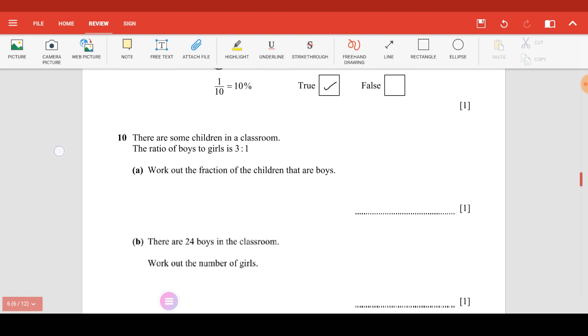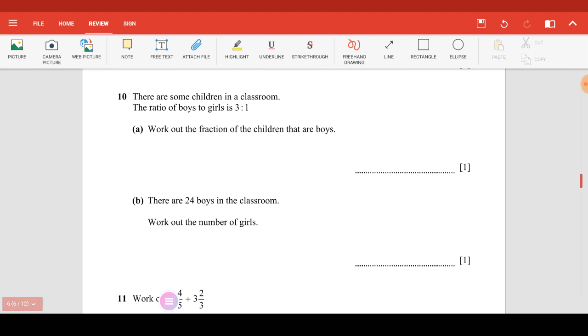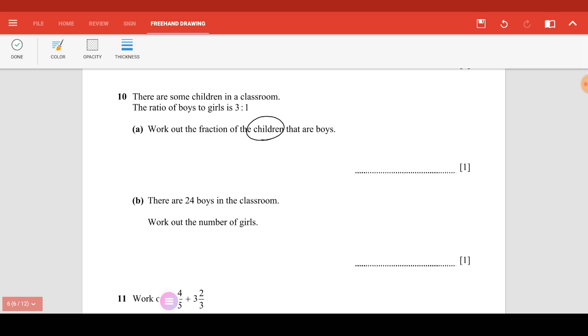There are some children in a classroom. The ratio of boys to girls is 3 to 1. Work out the fraction of the children. Children means the total, which is 4. We have 3 parts for boys and 1 part for girls, so the total parts is 4. Boys are 3 over 4. So he needs the fraction of the total.